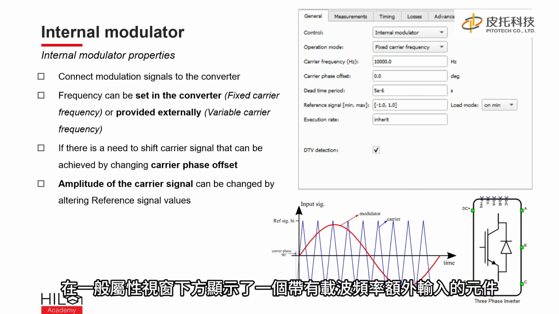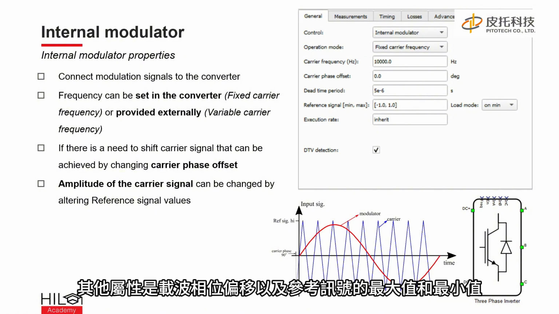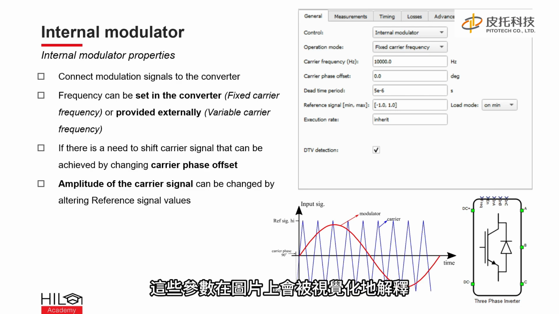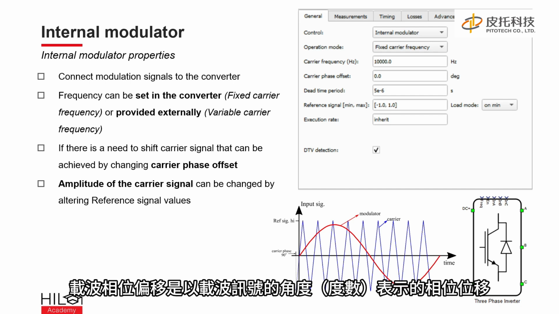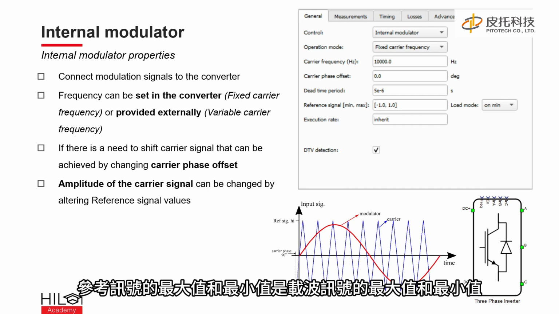A component with an additional input for the carrier frequency is shown below the General Properties window. The generated PWM signals also have a dead time period that can be configured by adjusting the dead time period property. Other properties are carrier phase offset and maximum and minimum of the reference signal. These parameters are visually explained on the picture below. The carrier phase offset is an angle of phase displacement, in degrees, of the carrier signal. Maximum and minimum of the reference signals are the maximum and minimum values of the carrier signal.